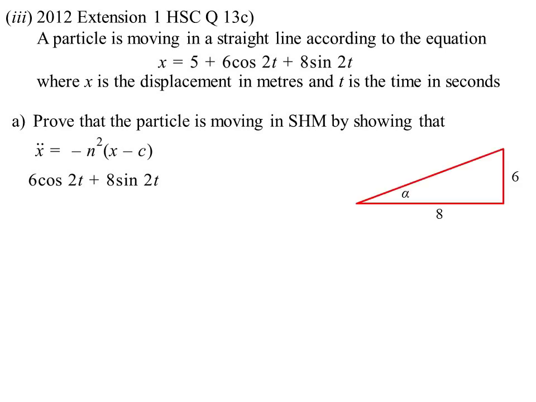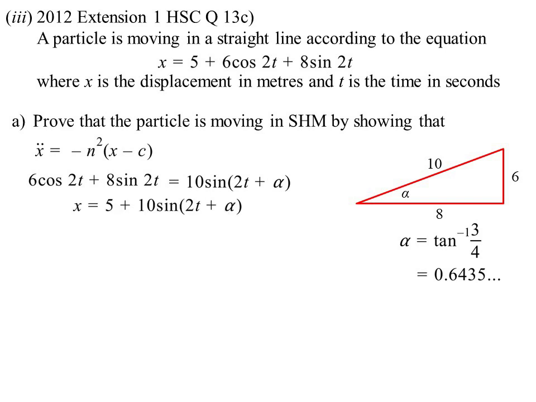So 6 and 8, hypotenuse is 10, the angle is inverse tan of 3/4, make sure you're in radians. So we get 10 sine 2t plus alpha. Remember, whenever you're using calculus and trig, radians for it to work. Got to be radians. So 5 plus 10 sine. Now I got a better picture of what this particle is doing. It's a sine curve. Yep, we got a shift happening. We also shifted up as well as far as displacement goes.